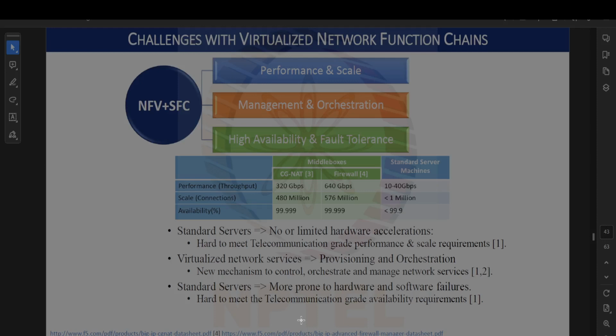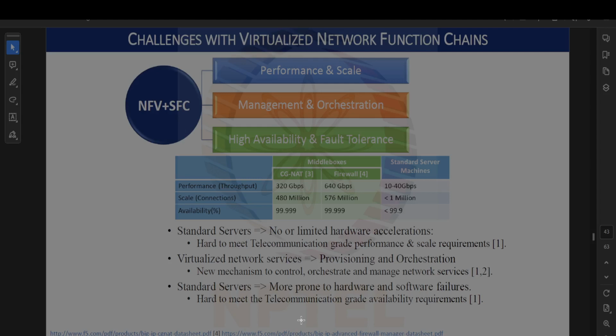What I mean is, with high data rates, a middlebox hardware can provide throughput in the range of 320 to 640 Gbps for firewall, and this is for CGNAT. What a typical software can provide is 10 to 40 Gbps. The number of connections per second that software can handle is less than 1 million, whereas with middleboxes it could be as high as 500 million. Similarly, hardware availability is 99.999%, whereas here the availability is 99.9%.